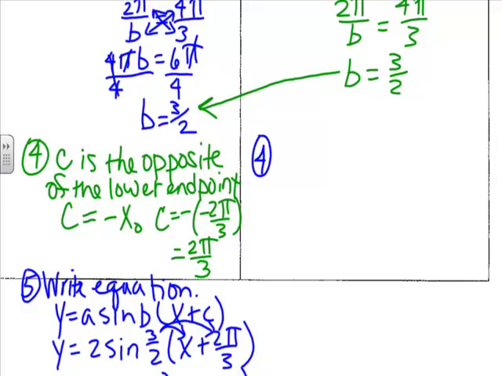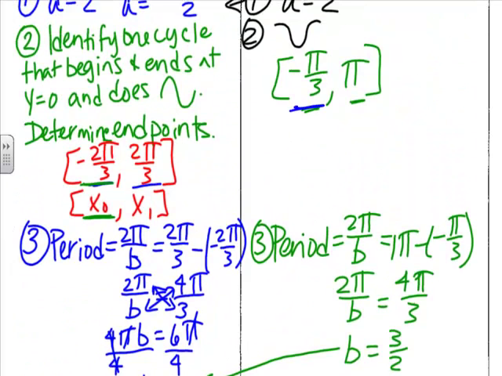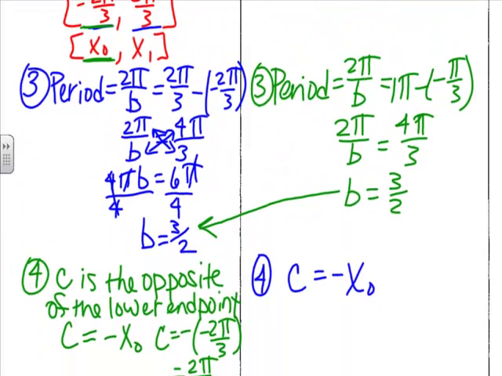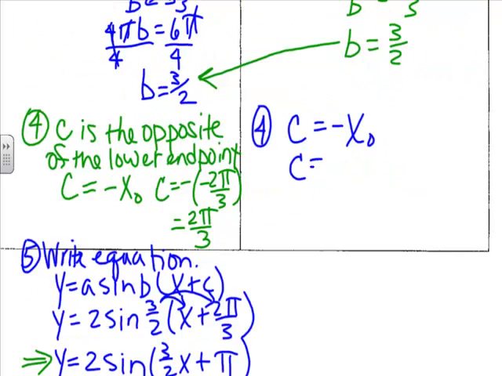Okay, now the phase shift is going to be different because we're talking about a cosine curve instead. So I'm going to do the exact same thing again, and basically C is just going to be the opposite of my lower end of the interval I've picked out up here, and in this case it's negative pi over 3. So C then is going to be equal to the opposite of negative pi over 3, which is pi over 3.